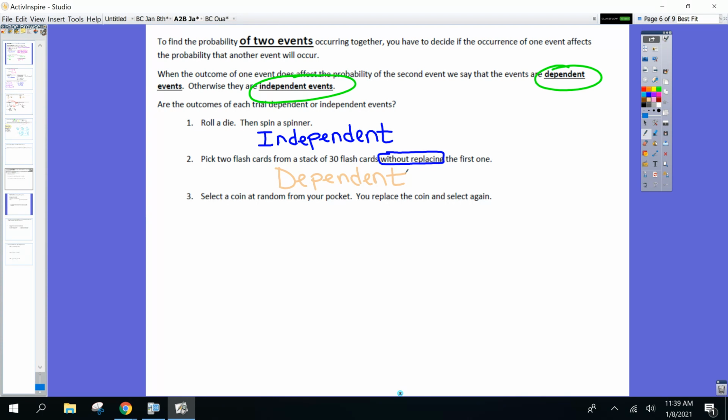All right, now that we have independent and dependent, let's see another one. You've got coins in your pocket. You replace the first coin and pick another one. So what do you think? Will replacing it have an effect on the second pick of the coin? Will it affect the outcome on the second coin if you replace the first one? No, it will not. So if the first event does not affect the second, we say the 2 are independent.